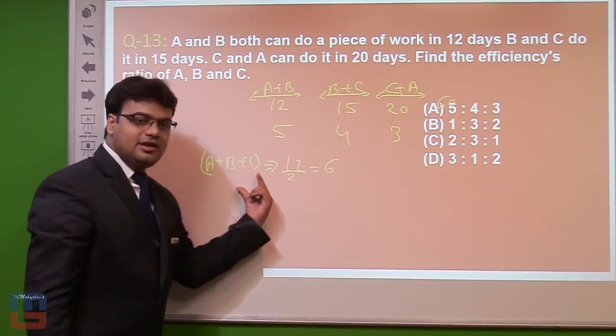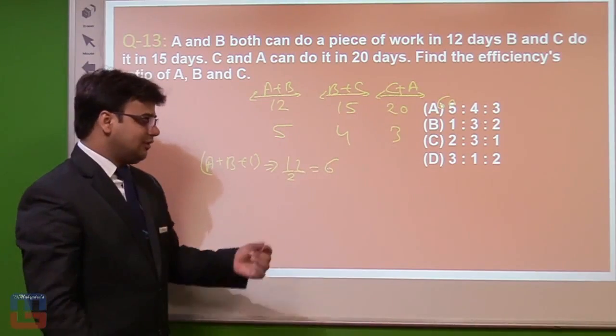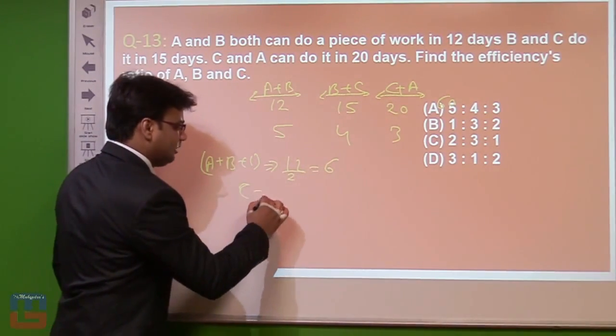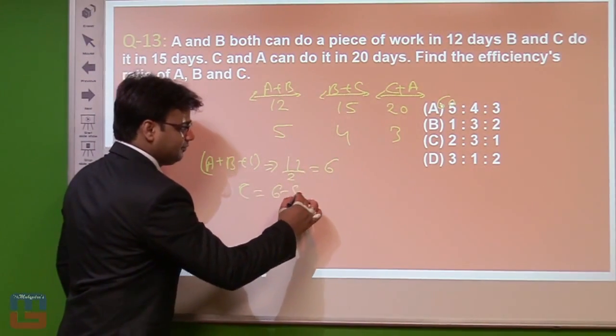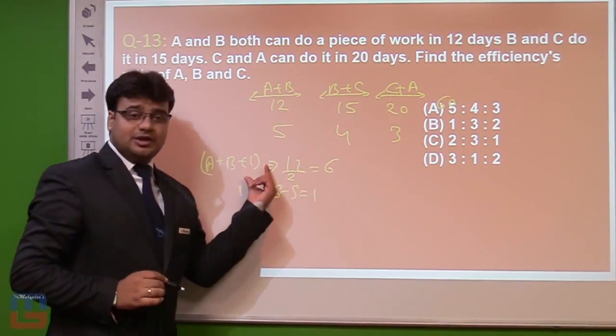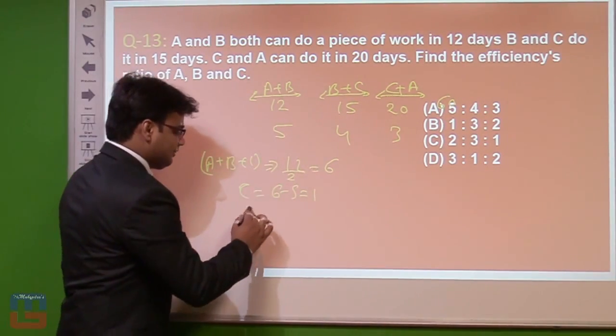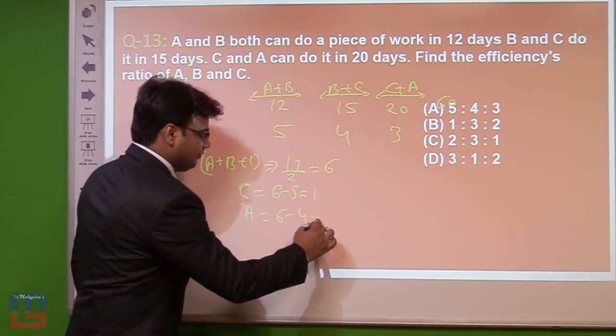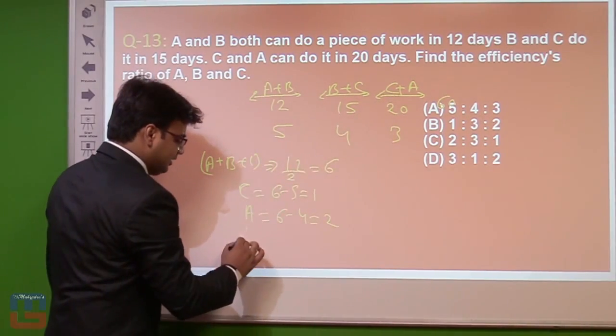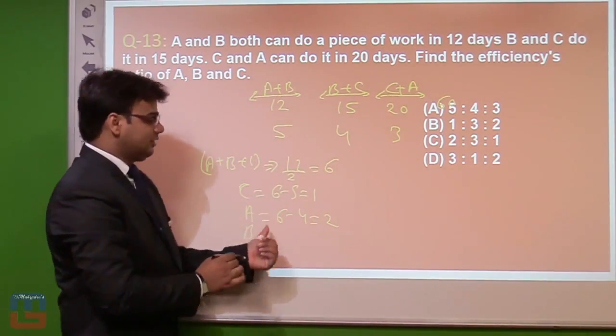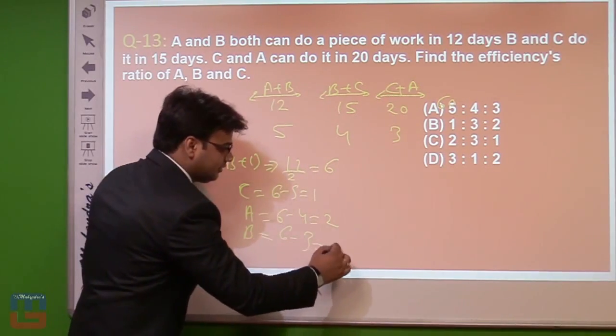If we subtract A plus B from ABC, what do we get? We get C: 6 minus 5, that means 1. Similarly, if we subtract B plus C, we get A: 6 minus 4, that is 2. If we subtract C plus A, we get B: 6 minus 3, that is 3.